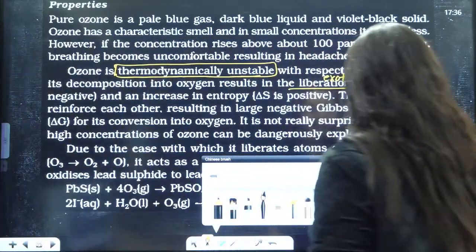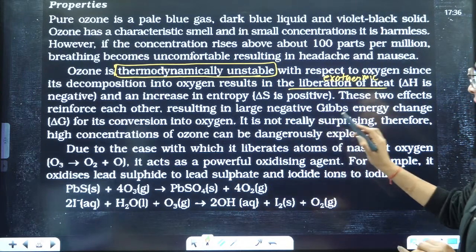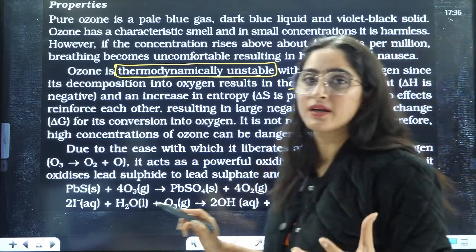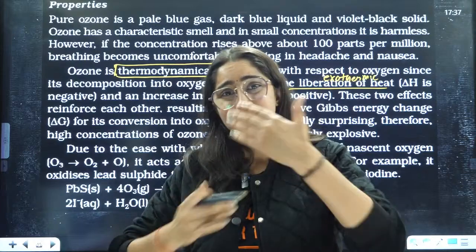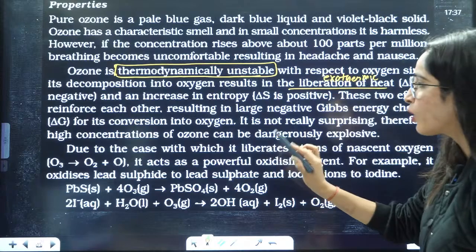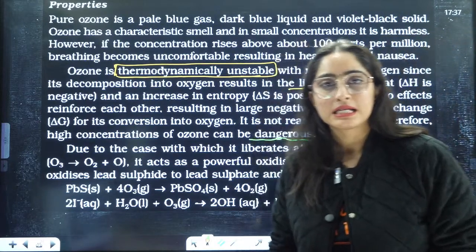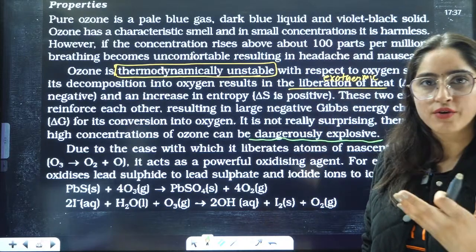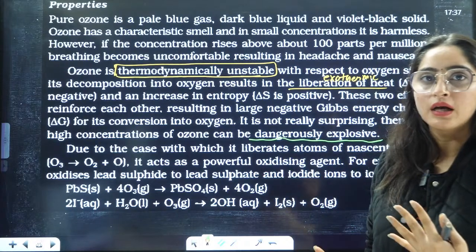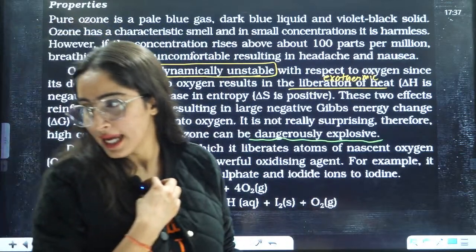Now, next thing is, these two effects reinforce each other, resulting in a large negative Gibbs energy change for the conversion. So, whenever Gibbs energy is negative, that means that process is very spontaneous, right? So, it is not really surprising. Therefore, high concentration of ozone can be dangerously explosive to us, right? So, basically, more the concentration, more the Gibbs free energy negative, spontaneity of this process will increase. That means it will start occurring by itself. That is the reason, right? Okay.